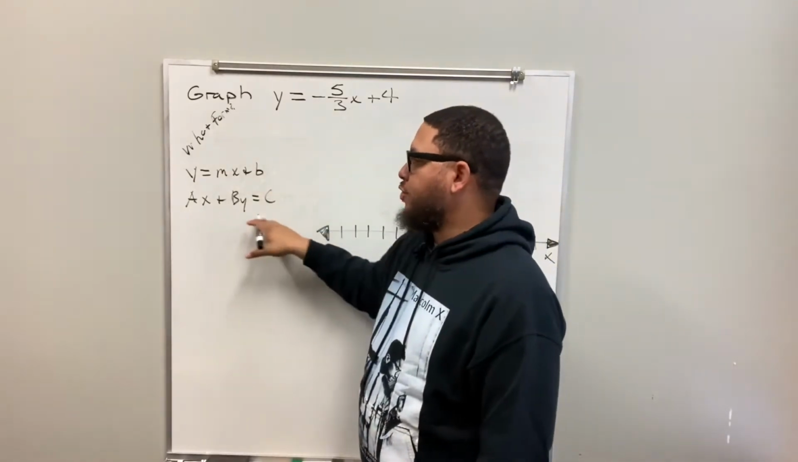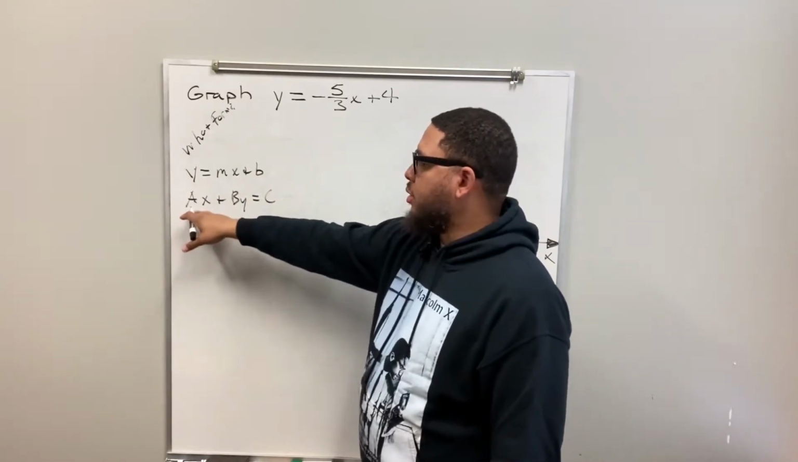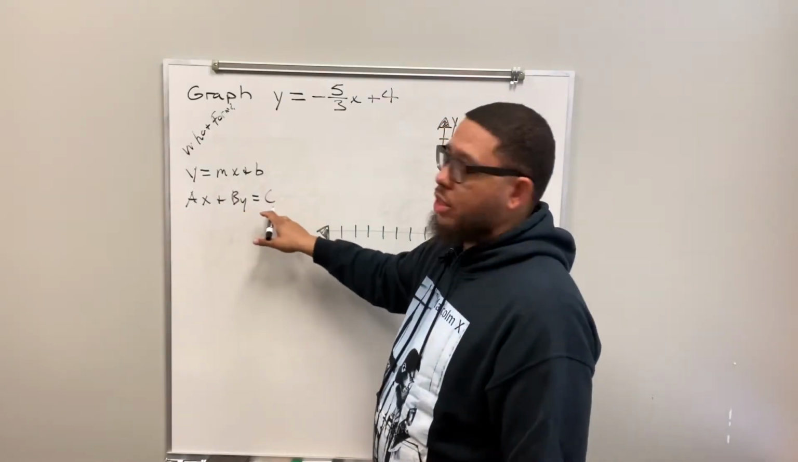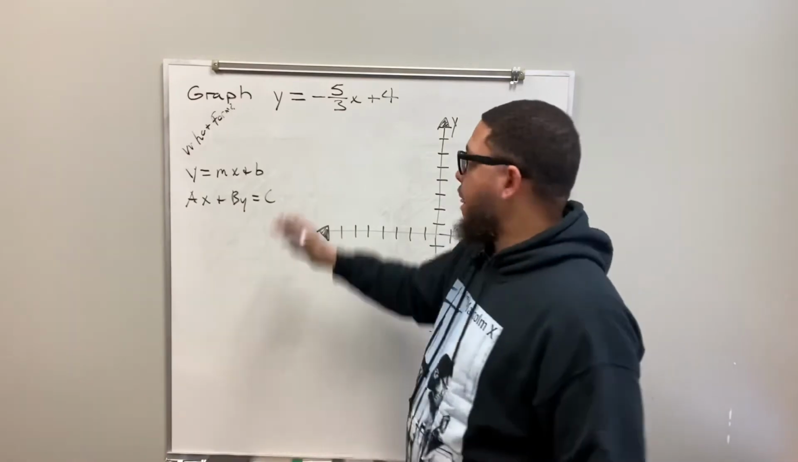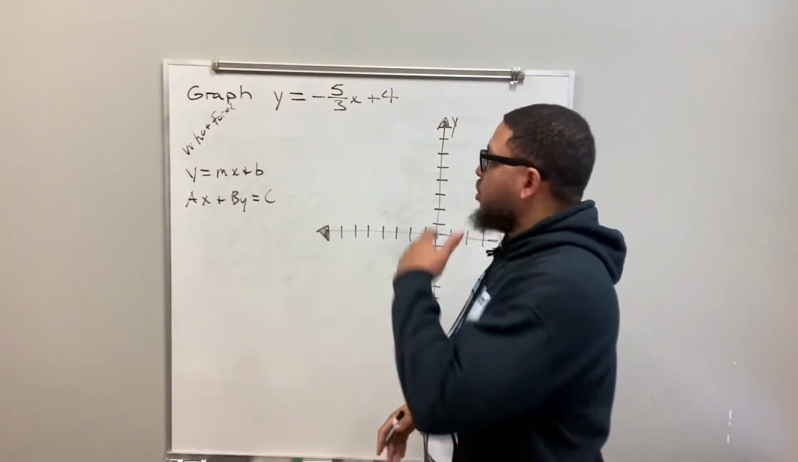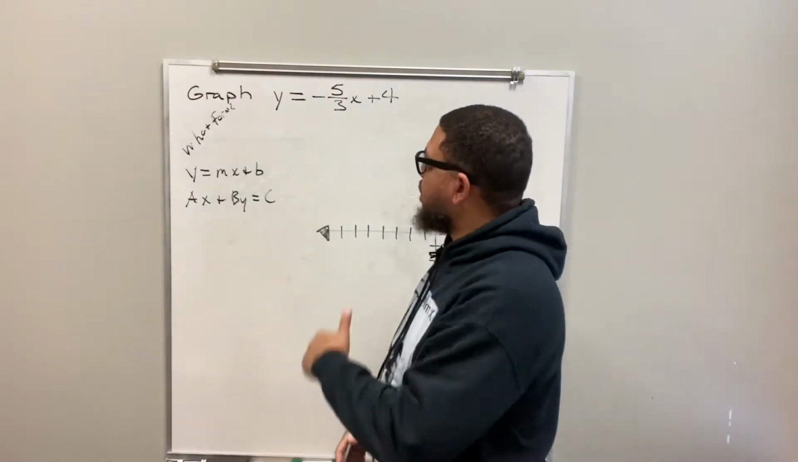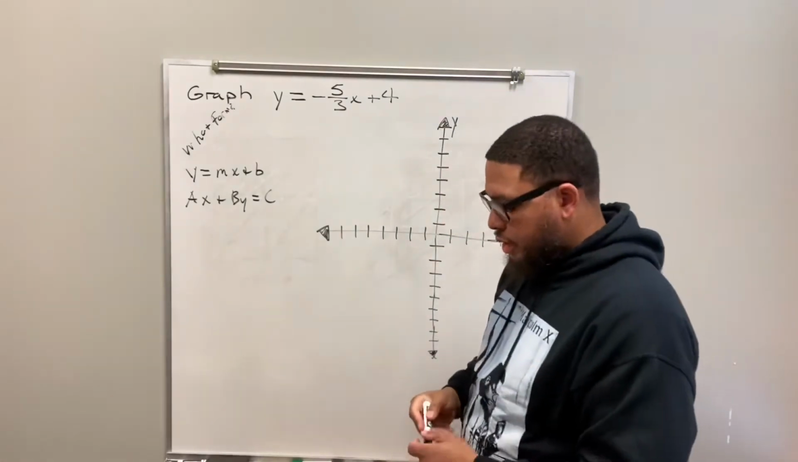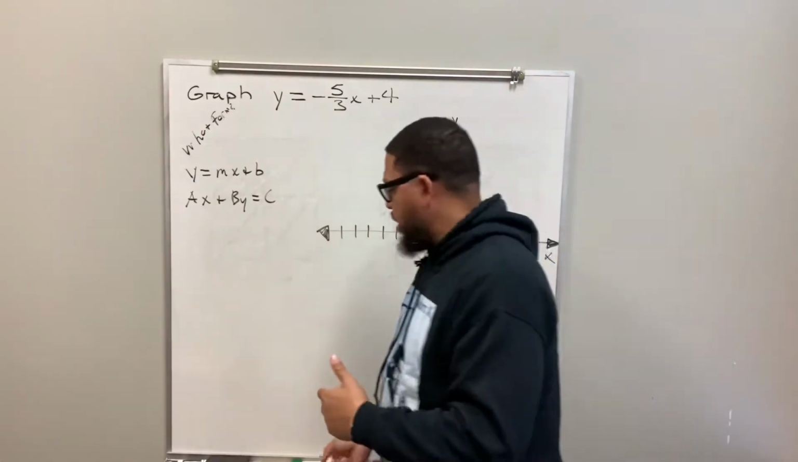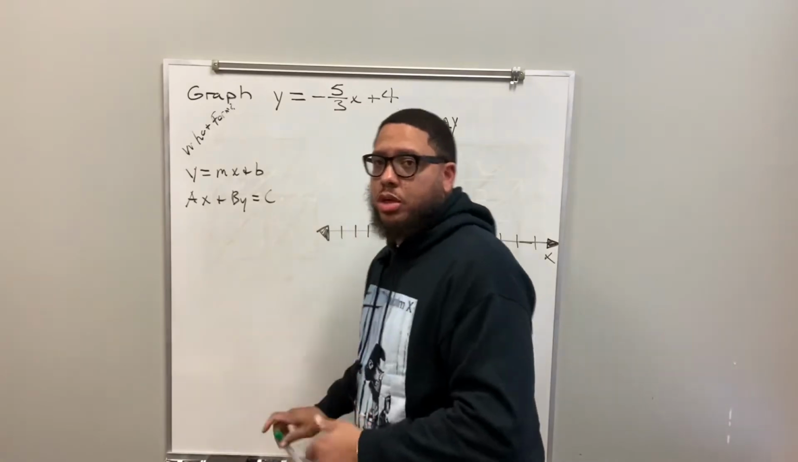It's not standard form. I don't see a number times x plus a number times y equal to another number. That's not what we got up here, all right? So this is slope-intercept form. So because it's slope-intercept form, there's two pieces of critical information in the equation that I'm going to use in order to draw my line.